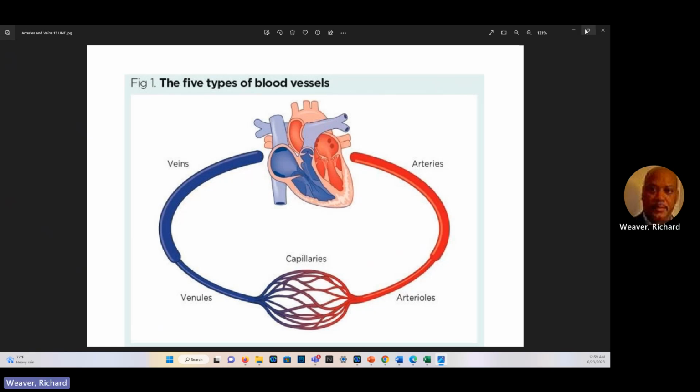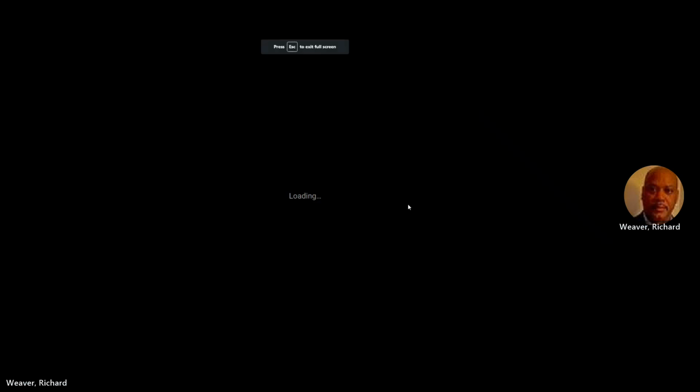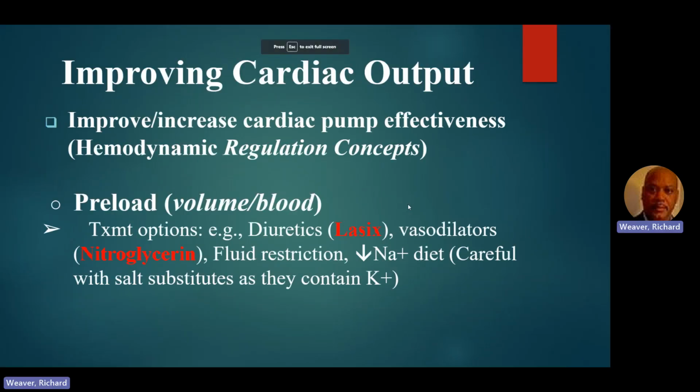All right. Let me go back. I'd like to continue with the other modalities here. So fluid restrictions is one of the ways we can reduce the intravascular volume. The other one is sodium, a low sodium diet. Sometimes we place these patients on a salt substitute diet. And the thing you need to know about salt substitutes is that they do contain potassium.